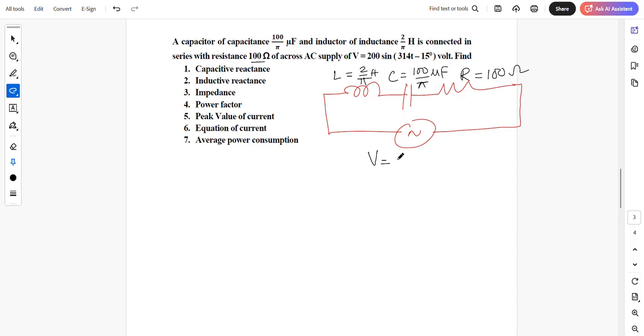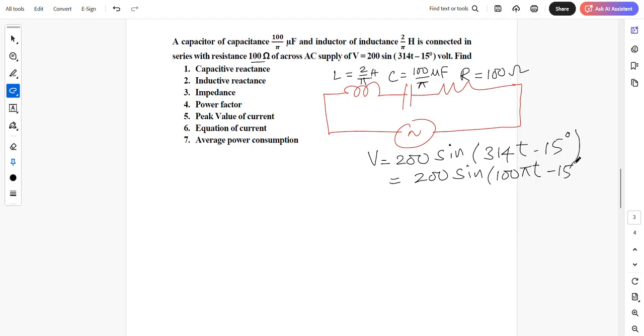The voltage they have given, V is equal to 200 sine of 314 t minus 15 degree. Don't get scared by seeing this equation. I can write this as 200 sine of 100 pi t minus 15 degree, for simplification purpose. Same thing I'm writing here.